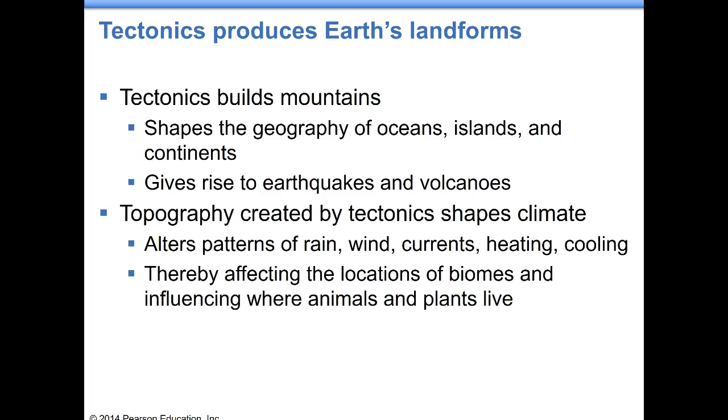So when we talk about tectonics, this is what builds our mountains. This is what shapes our geography. You know, the ocean's not flat. The ocean has mountains underneath of it as well. This is where we get our islands from in the different continents. And because of the shifting in these tectonics, this is where we get our earthquakes and our volcanoes from. So when we think about the land that we see, the topography that we see, that has been created by the tectonic shapes, and it also has impacted the climate in the areas. So topography alters the pattern of rain and wind.